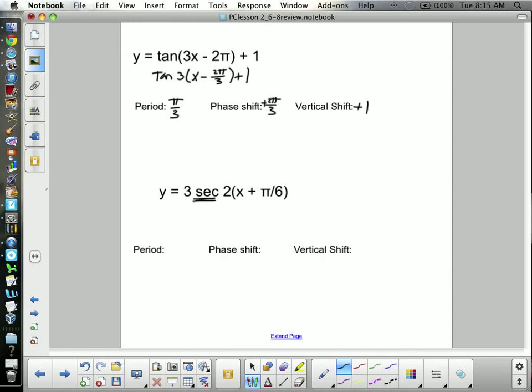Okay, so my period here, secant, no, it's 2 pi over b. Aha. I even wrote it down so I know. Oh, and b is 2, so that's 2 pi over 2, so that's going to just be pi. By the way, I've got an amplitude here. My amplitude is 3. Yay. What's my phase shift going to be? Negative pi over 6. And my vertical shift? None. There is no vertical shift.